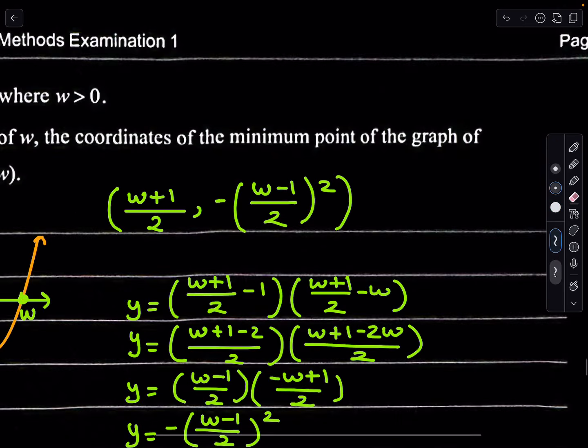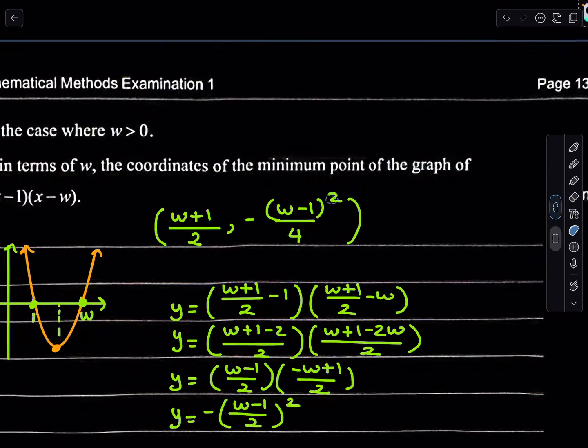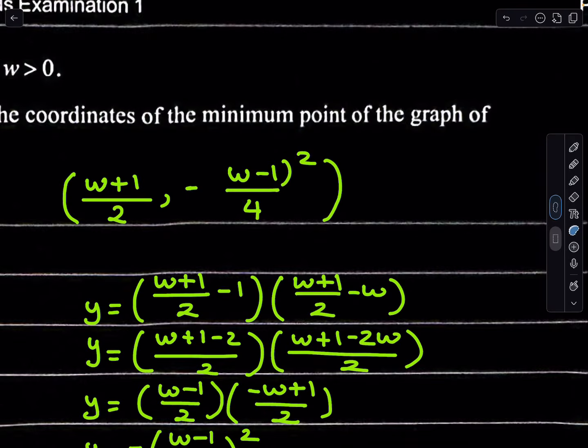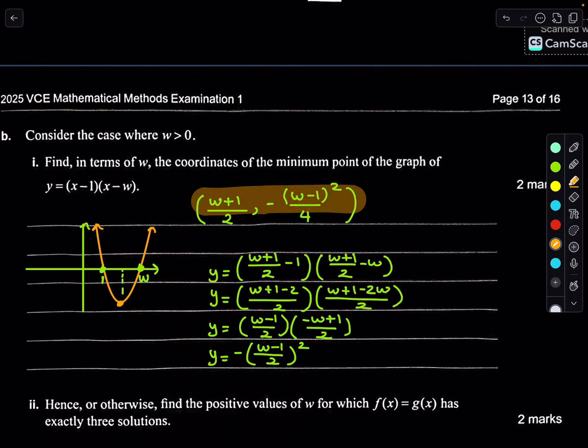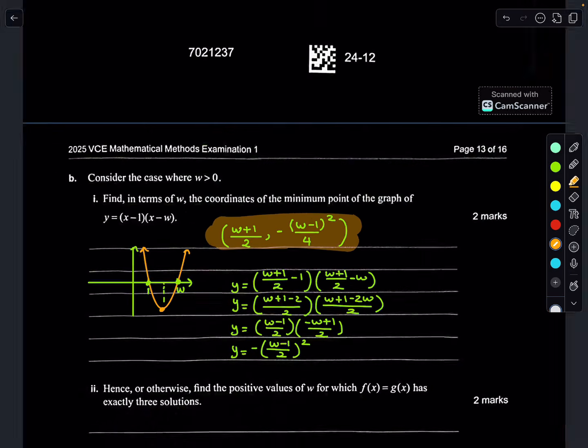Why not? The 2 squared will become 4, but this I leave as squared, because I don't think you need to expand this. It's too much work. Easy, so you can leave it like that. Let me write that nicely, and that is it. This is what your turning point is. What an easy question that is. It's a very nice question for 2 marks.